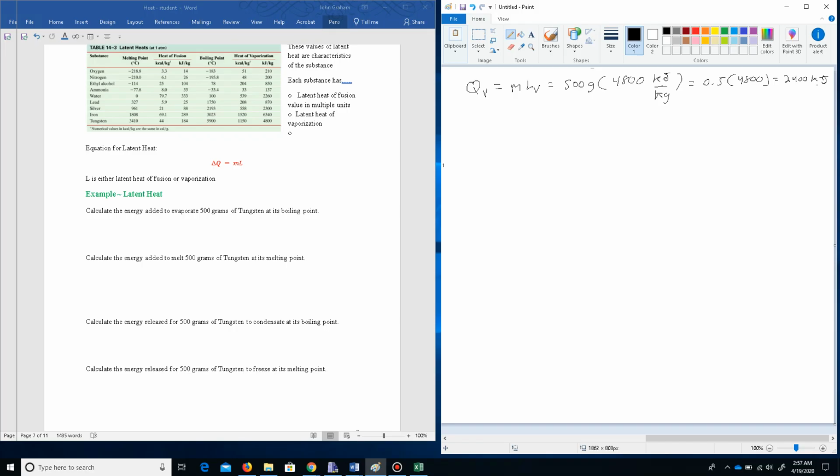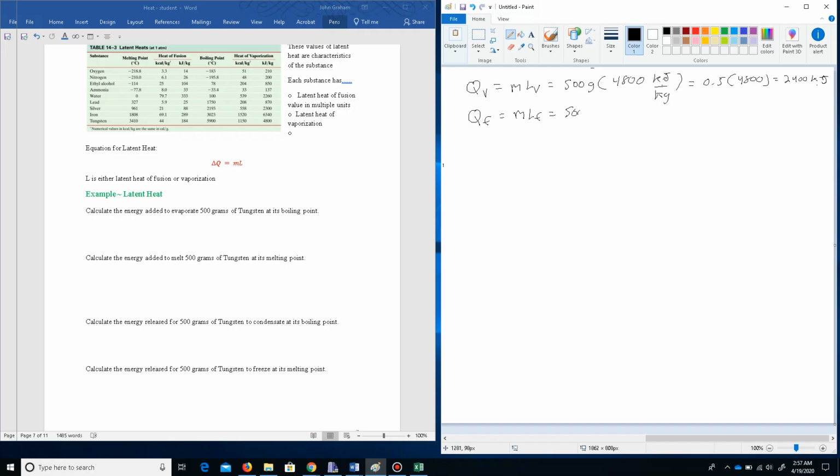Right, the next one, we want to calculate the energy added to melt 500 grams of tungsten. So this is a Q of fusion, and it'd be mass times latent heat of fusion. Right, now we're melting this and we're evaporating this. So we went from liquid to gas, so it should be positive. We're going from solid to liquid, so it'll be positive. I just want to make sure of that.